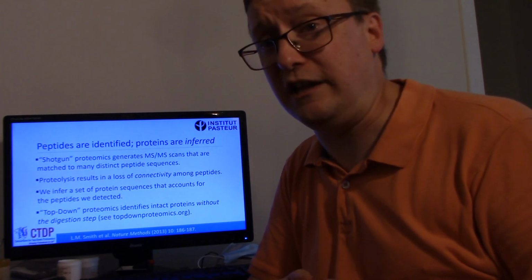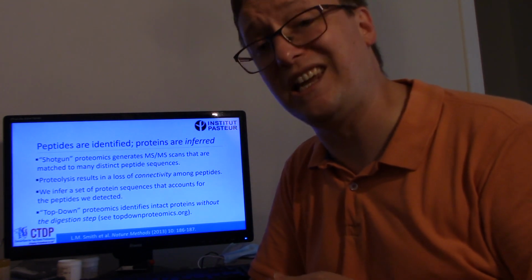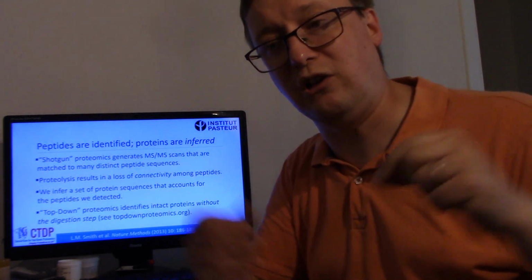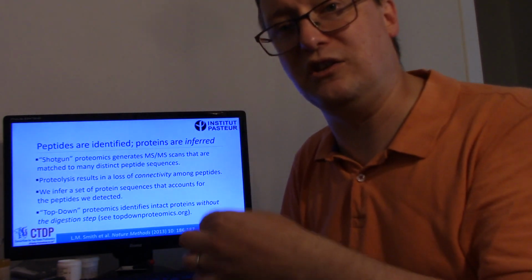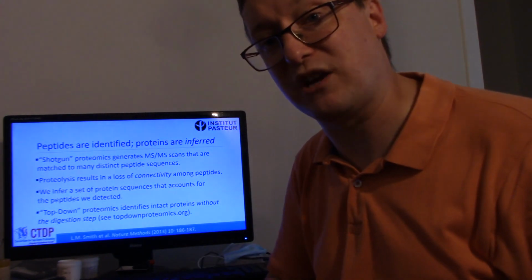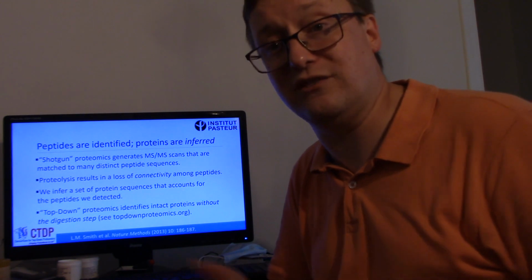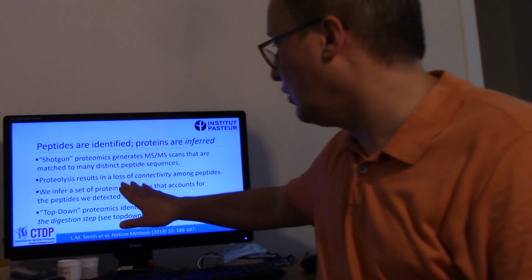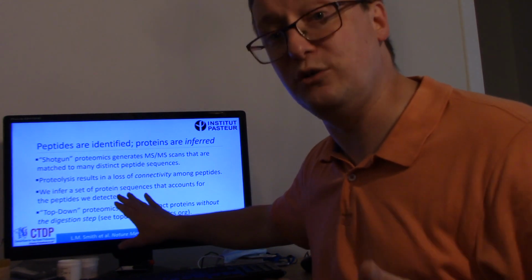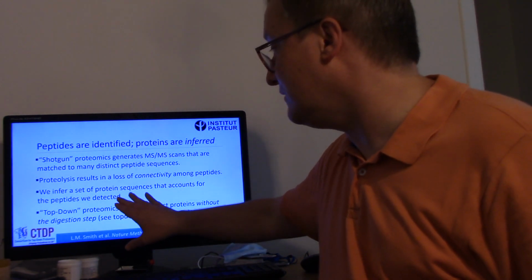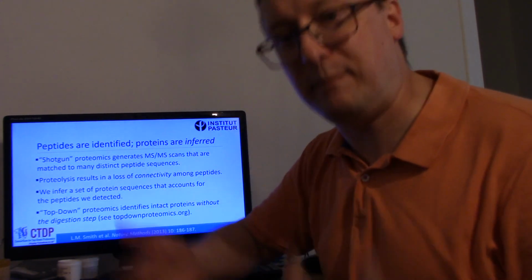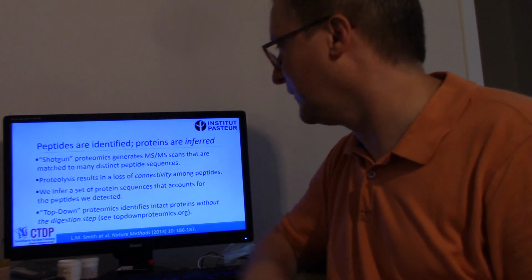If you need something like that, you should probably consider something like in-gel digest, which means that you're separating the proteins by gel, and then you're digesting just the proteins at this spot into tandem mass spectra. That preserves the connectivity among them. Okay, so proteolysis is the source by which we're losing this connectivity. We infer a set of proteins that will account for the peptides we have observed.